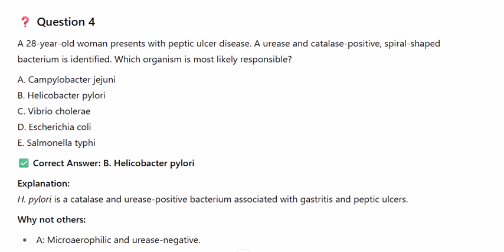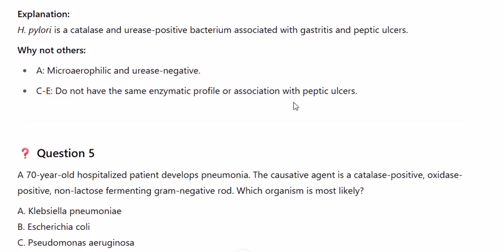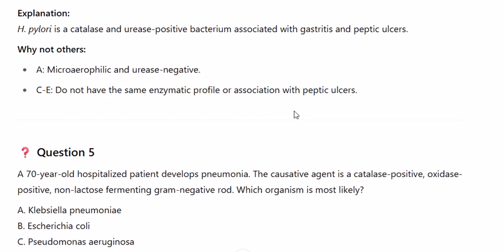Explanation: H. pylori is a catalase and urease-positive bacterium associated with gastritis and peptic ulcers. Why not others? A. Microaerophilic and urease negative. C, D, E. These do not have the same enzymatic profile or association with peptic ulcers.